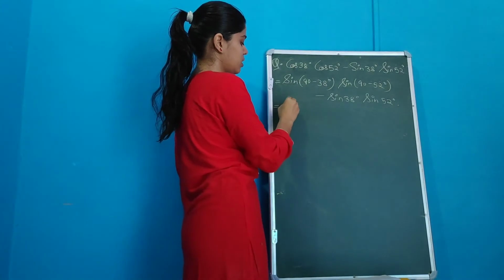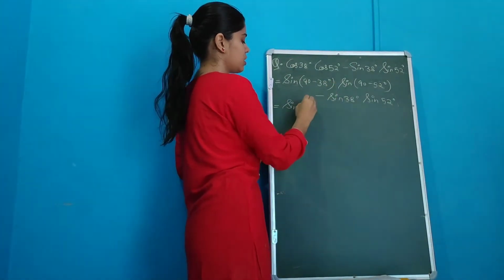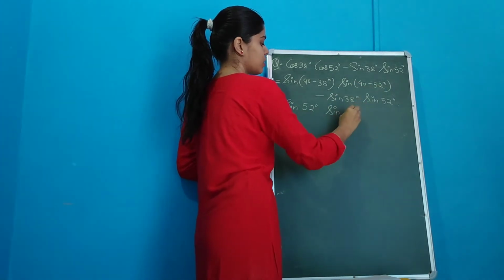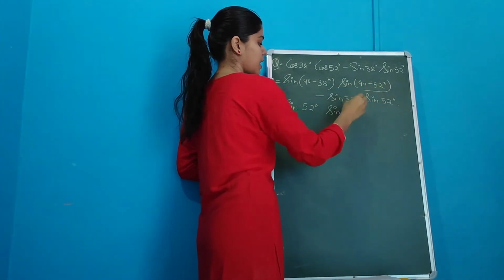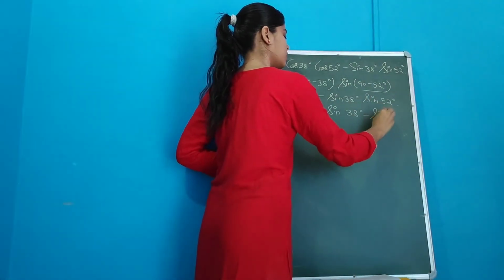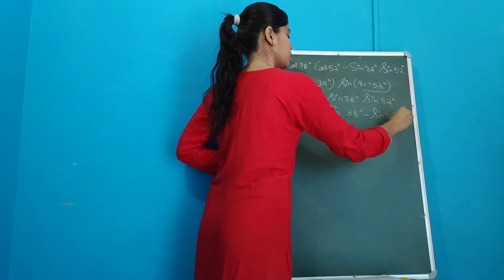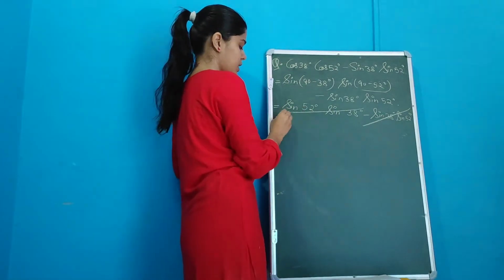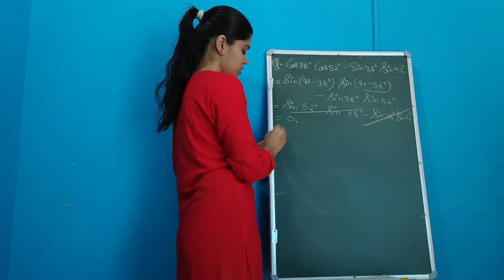So sin कितना बच जाएगा यहाँ पे, 90 minus 38, it will be 52 degrees, then sin of 38 degrees here, and minus sin of 38 and sin of 52 degrees. So the whole terms will be cancelled out and it will become 0.